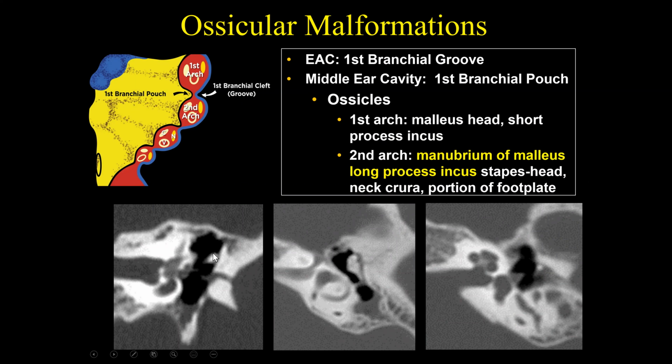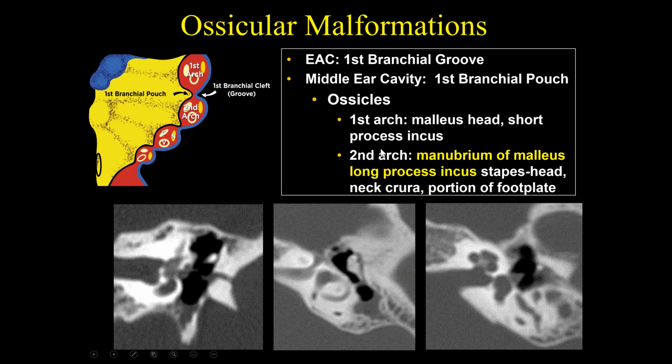So here we see an example of the incus and we can see it's lateralized, but when we look more inferiorly, we don't really see the long process of the incus. When we look at the epitympanum, here's the head of the malleus and the short process of the incus. Again, when we look at the level of the middle ear cavity, we can see the manubrium of the malleus, but we don't see the long process of the incus. So this was congenital absence involving the long process of the incus.